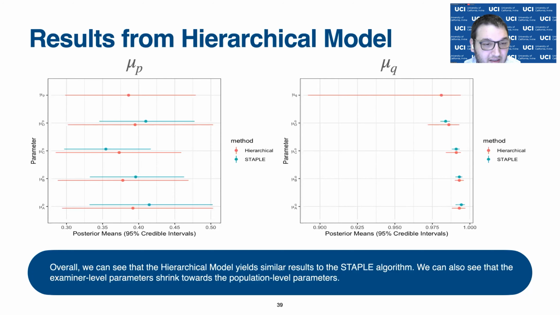But you do see that although there is this shrinkage component, the results overall are fairly similar to staple algorithm. So we are getting what we kind of expect. For the specificities, we do have some issues with the boundary. These are all very close to 1, so that is affecting our results in some cases. But the values are all much higher and less variable, and there is a little bit of shrinkage, but not as much.